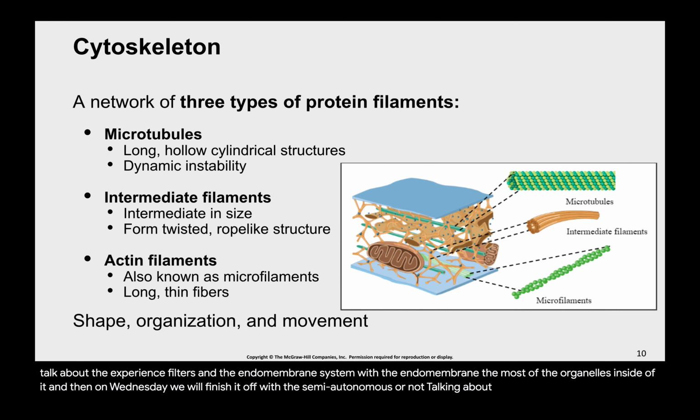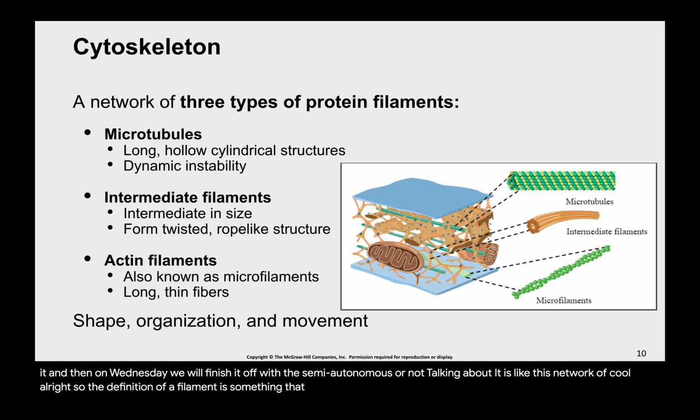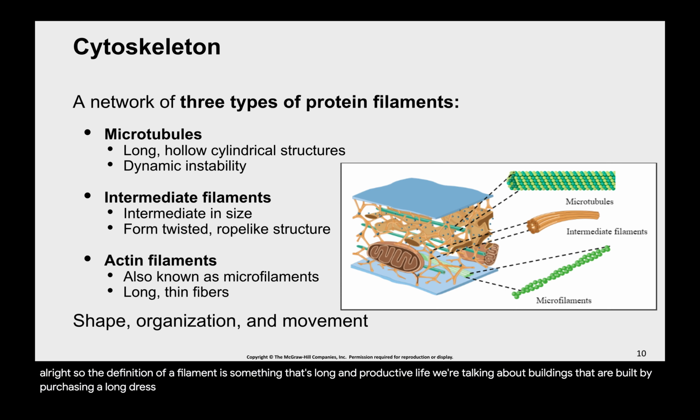So the cytoskeleton is a network of filaments. The definition of a filament is something that's long and thread-like. We are talking about filaments that are built by proteins, so you can kind of think of them as strings and sticks of proteins. And we have different kinds because in biology, nothing is simple. There's so much variation. And so we have microtubules. They tend to be the really big ones. They're long and hollow on the inside.